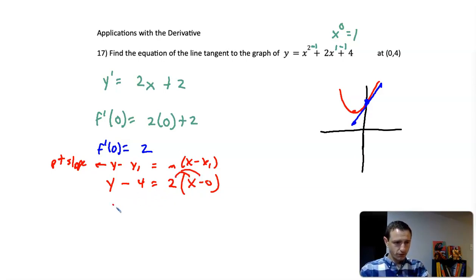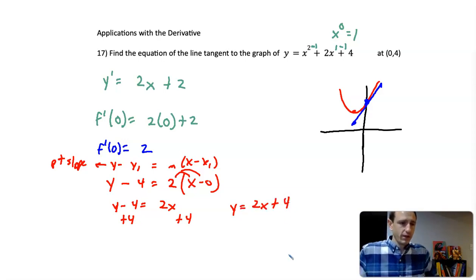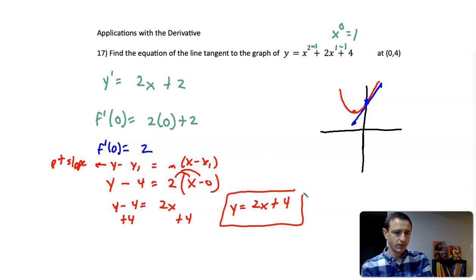So to solve this, we have y minus 4 equals 2 times x, which is 2x. 2 times 0 is 0, so I'm just going to leave that as 2x. Add the 4 over. So we get y equals 2x plus 4. So that is the equation of the line tangent to this graph at (0, 4). Good application, good understanding of the derivative and the relationship of the derivative and the tangent line, to come up with this equation at a specific point.